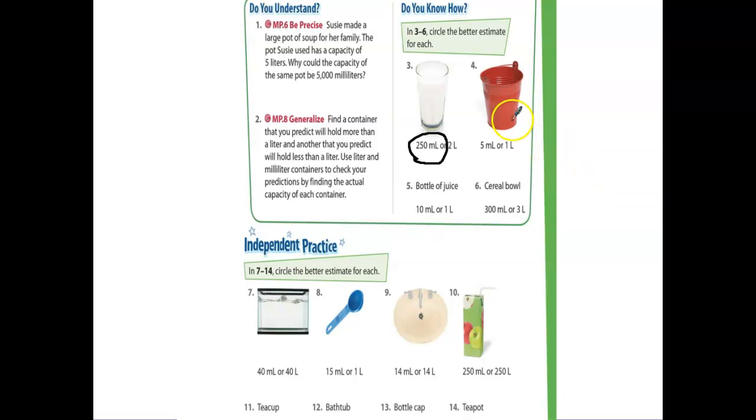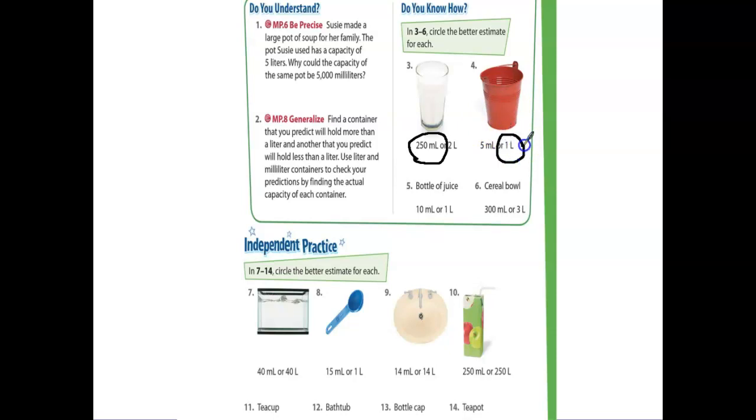Right here, this little pail, they want to know, would this little pail be 5 milliliters or 1 liter? And if you think about 5 milliliters, that would be 20 of those drops equals 1 milliliter. So about 100 drops of water or liquid is not going to fill this pail. So we're going to say this pail is about 1 liter.